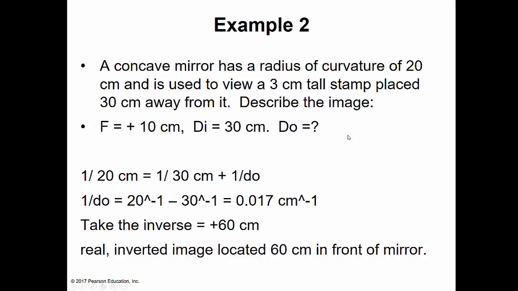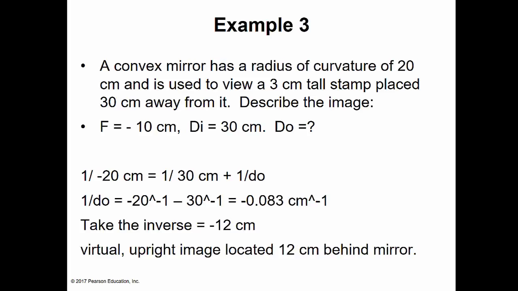What if it's much further than the focal length? Let's change this problem so that the object is 30 centimeters away. The focal length is still positive 10 centimeters. The image distance is now 30 centimeters. When we do our math, we get positive 60 centimeters. Positive means that it's in front of the mirror and that it's real. And because it's real, it'll be upside down.